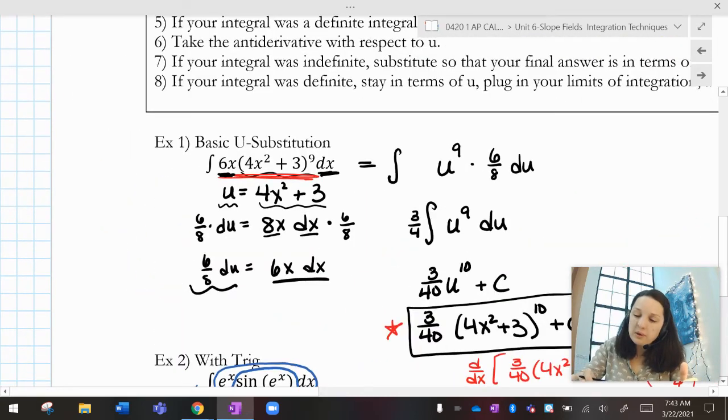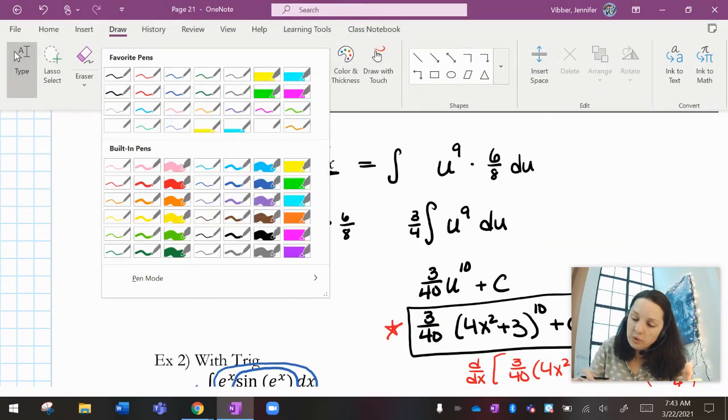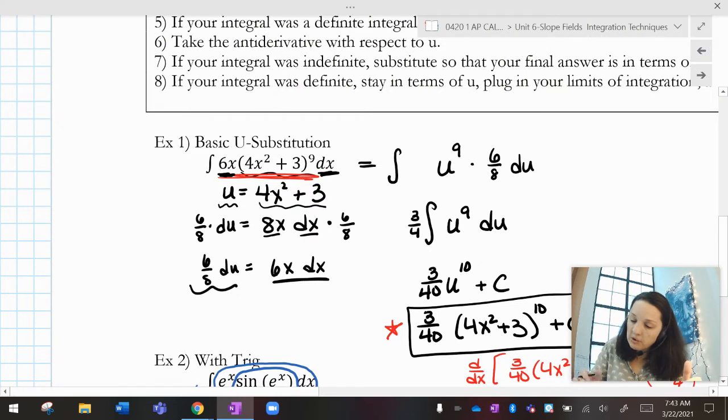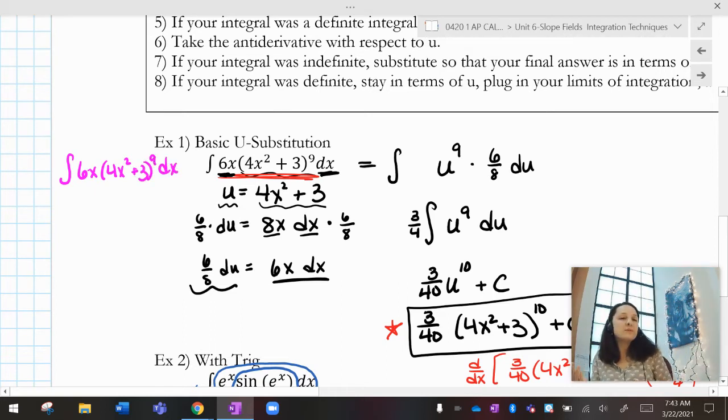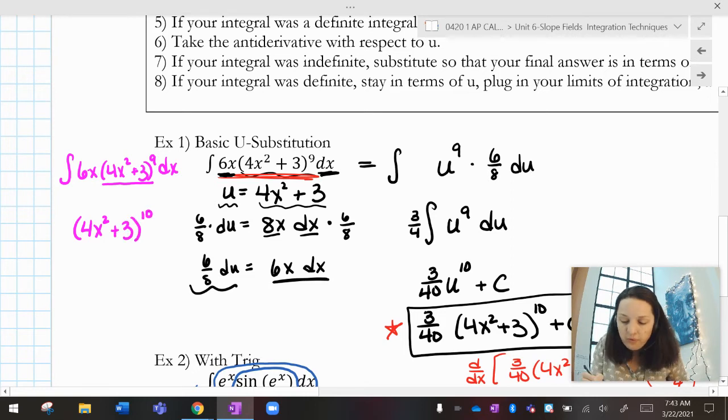So if I come up here and I were to do this one again, let me do it in some garish pink here. If I needed to know the integral of 6x times (4x squared plus 3) to the 9th dx, instead of using a u-sub, I could say, wait a second. If I have (4x squared plus 3) to the 9th, it stands to reason that I probably, in my antiderivative, had (4x squared plus 3) to the 10th. Because if I have something raised to a power like that, it's probably a chain rule that's occurred.